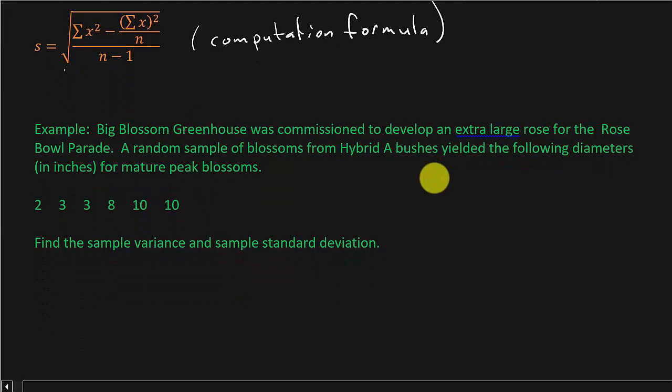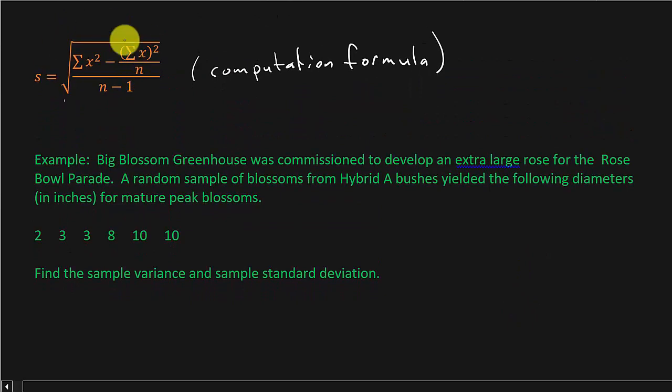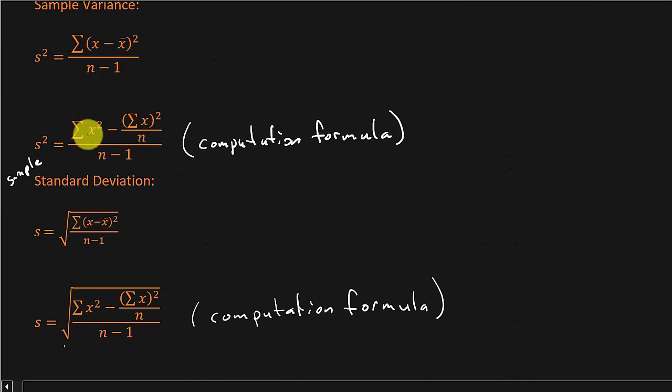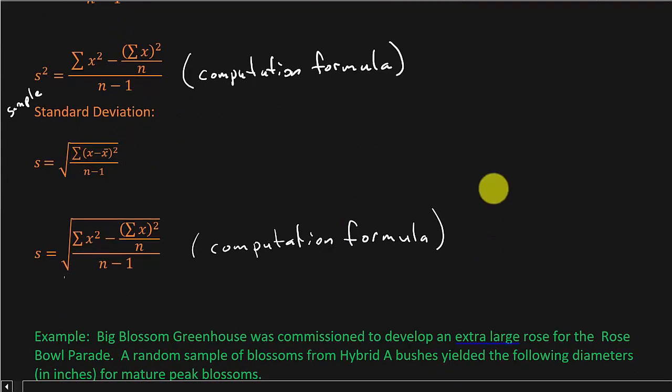It says Big Blossom Greenhouse was commissioned to develop an extra large rose for the Rose Bowl parade. A random sample of blossoms from hybrid A bushes yielded the following diameters in inches for mature peak blossoms: 2, 3, 3, 8, 10, and 10. Find the sample variance and sample standard deviation. All right, so here we go. We're going to use this formula here, without the square root, to find the variance. Once we calculate the variance, we just take the square root of that, and that gives us the standard deviation.